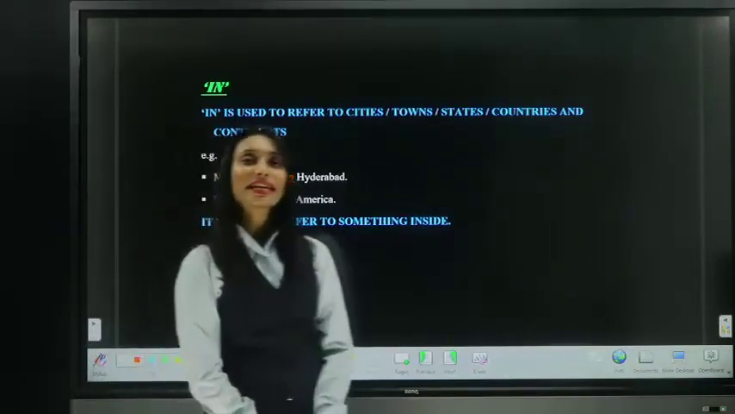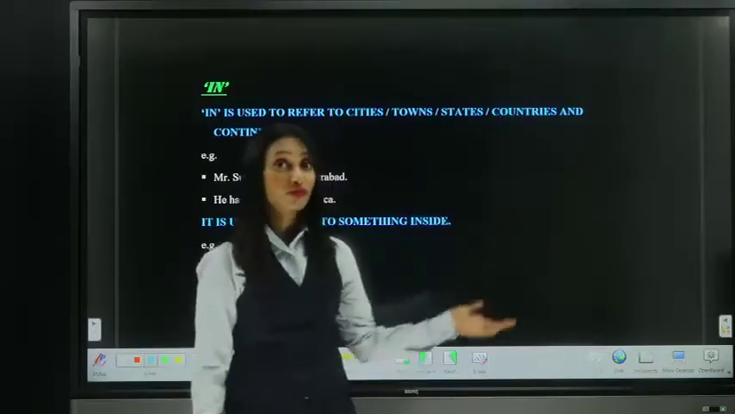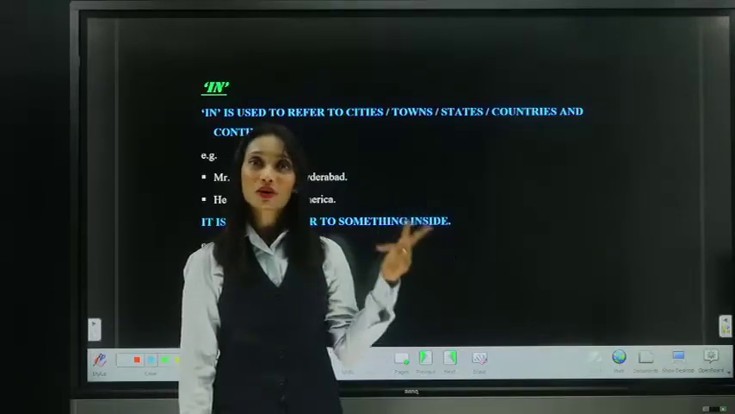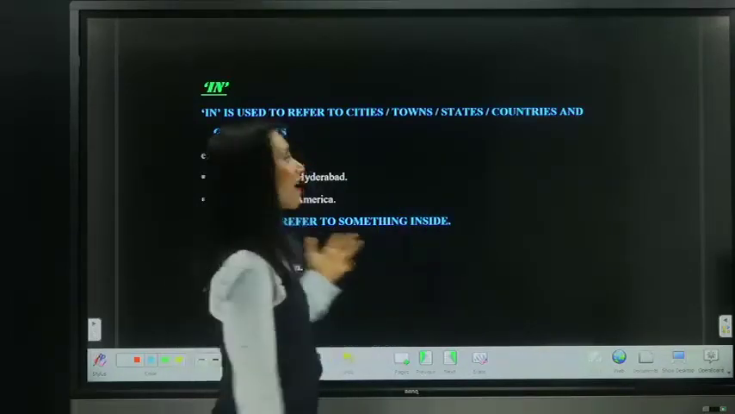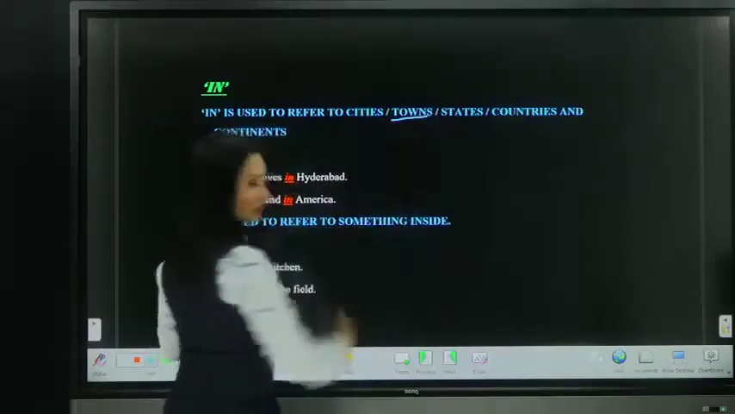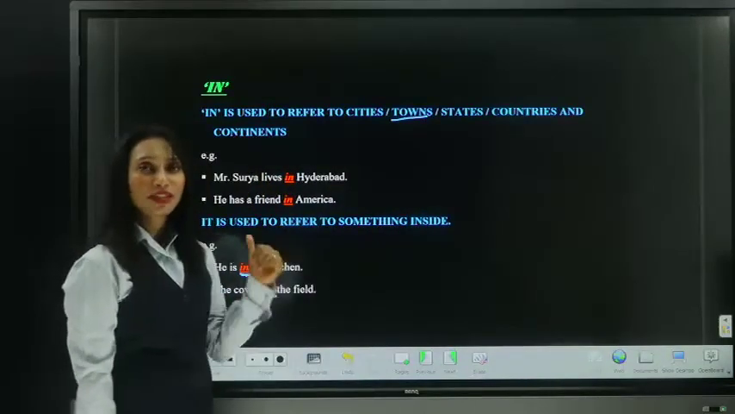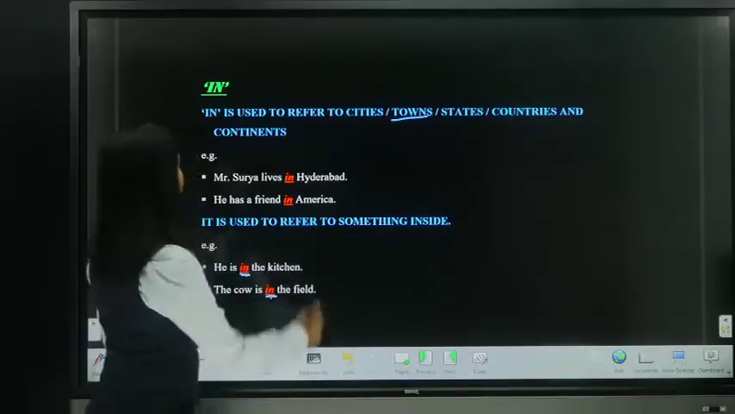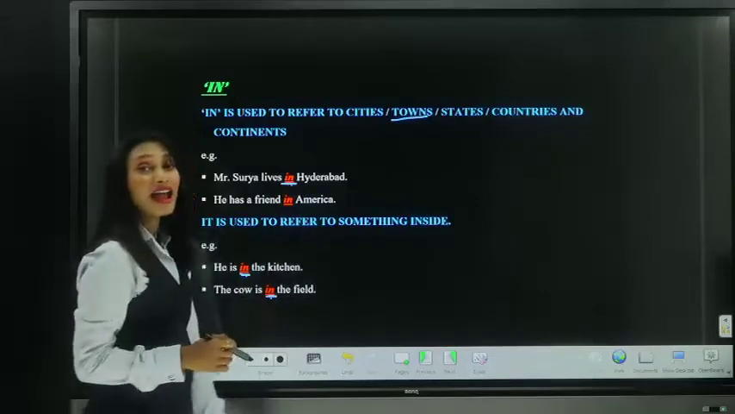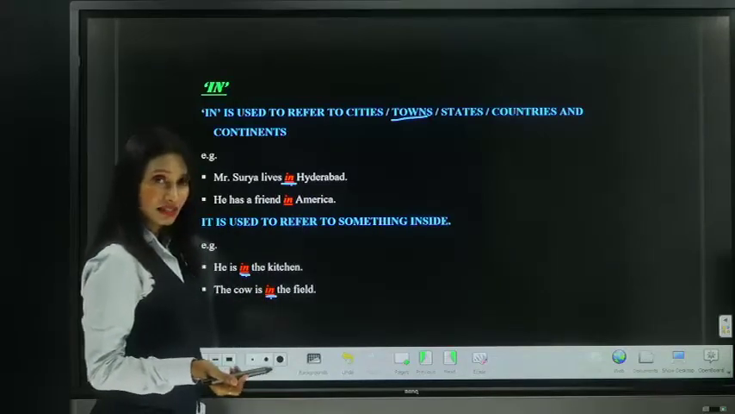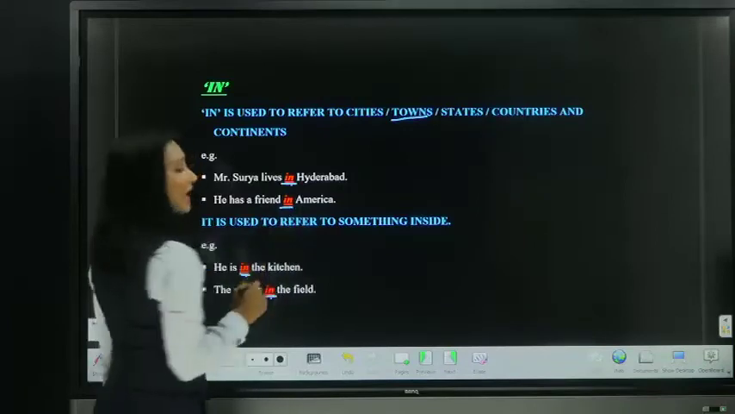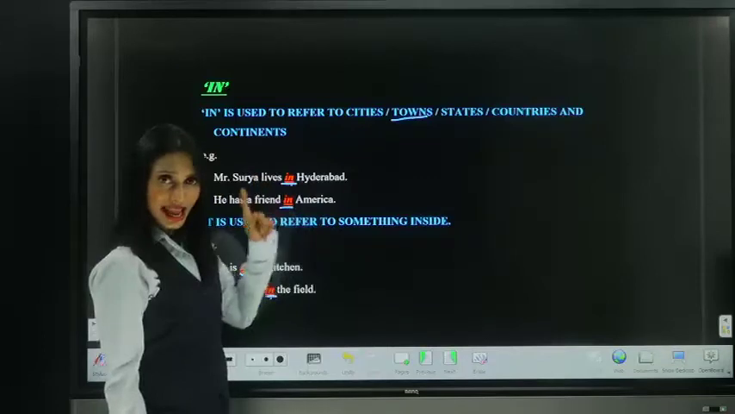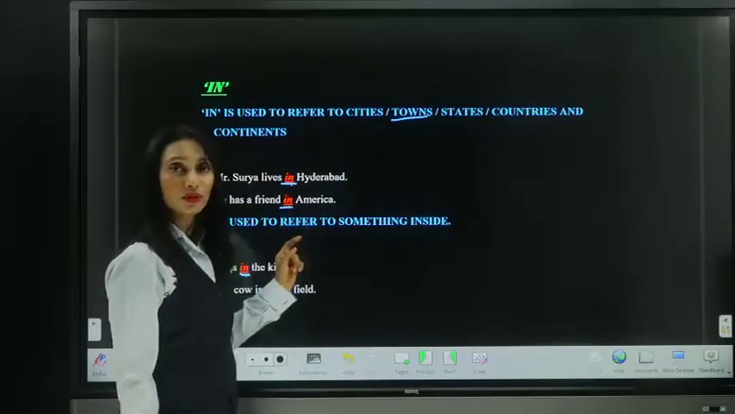Apart from that, in is also used before cities, states, countries, continents, and also towns. So in is used before big towns, cities, states, countries, and continents like this. Mr. Surya lives in Hyderabad. Hyderabad is the name of a city. He has a friend in America. America is a country. So use it before city and country.